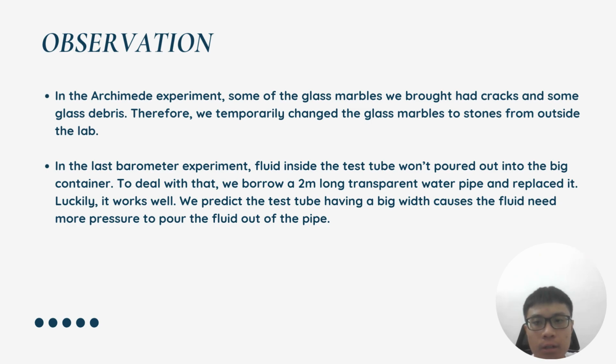Moving to the observation: in the Archimedes experiment, some of the glass marbles we brought had cracked and some glass debris. Therefore, we temporarily changed the glass marble to stone from outside the lab. In the last barometer experiment, fluid inside the test tube wasn't poured out into the big container. To deal with that, we borrowed a 2-meter long transparent water pipe and replaced it. Luckily, it worked well. We predict the test tube having a big width causes the fluid to need more pressure to push the flow out of the pipe.